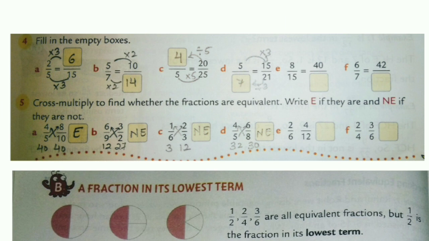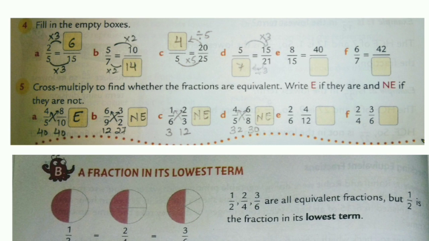Okay, so cross multiplication we have solved one or two questions from the example one. The same thing we will do it here. So 10 4s are 40, 5 8s are 40. Yes, equal, we will write as equivalent. In this one 6 2s are 12 and 9 3s are 27. So both are not equal, it is not equivalent. Clear?